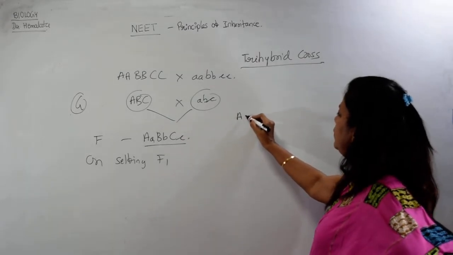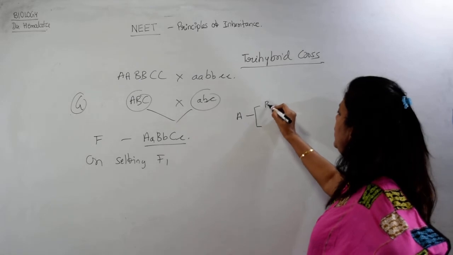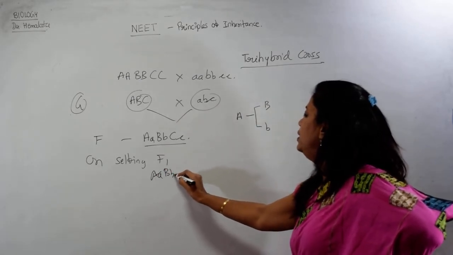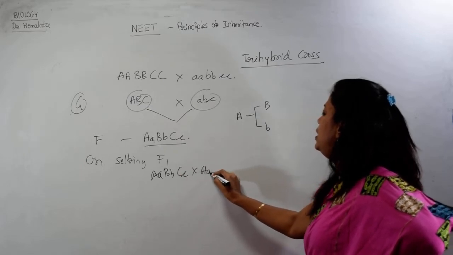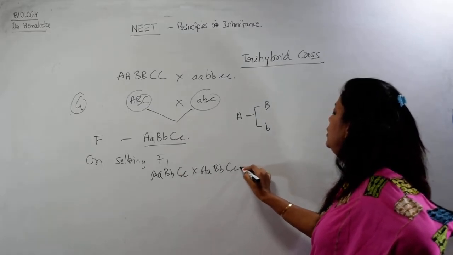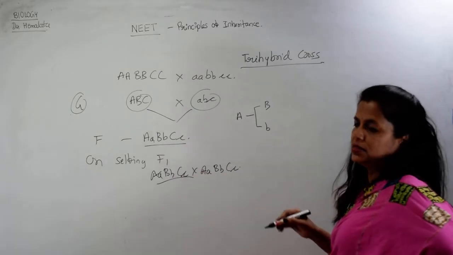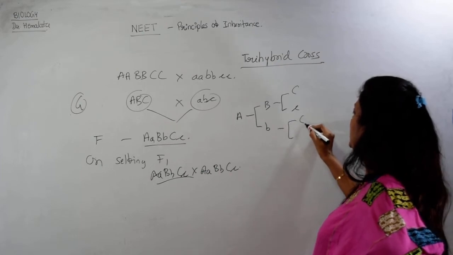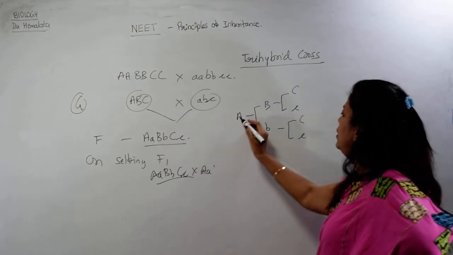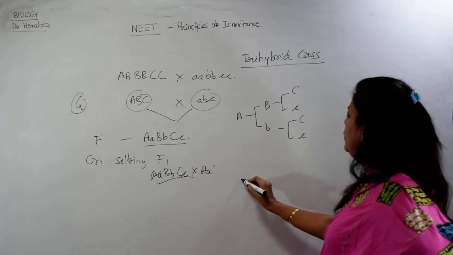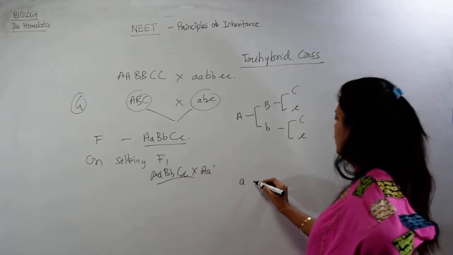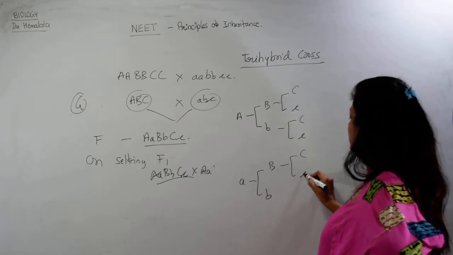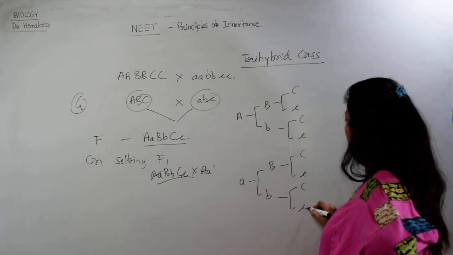First is A. You write this one, capital B, small b, because there will be 2 parents, right? AA, BB, CC cross to AA, BB, CC. For each gamete you should write like this. Then B, capital C, small c. Here again capital C, small c. Okay? This is one. Next you take small a. This is capital A, small a. Small a with capital B, small b. Capital C, small c. Again capital C, small c.